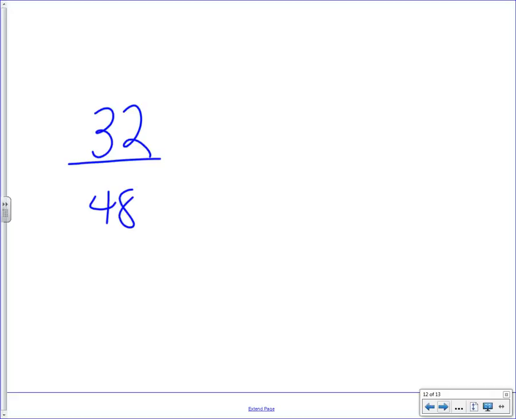All right, so first of all, there's probably a pretty big number that I can divide into both of these, but I don't know what it is right now. So I'm going to start small. And so I'm going to say they're both even because this ends with a 2 and this one's an 8, so they're both even. So I'm going to divide any even numbers by 2. And so when I do that, 2 goes into 32, I get 16. 48 divided by 2 gives me 24.